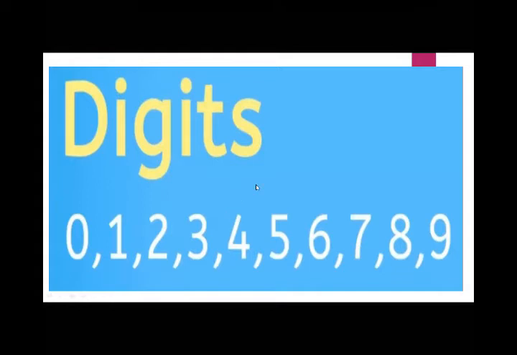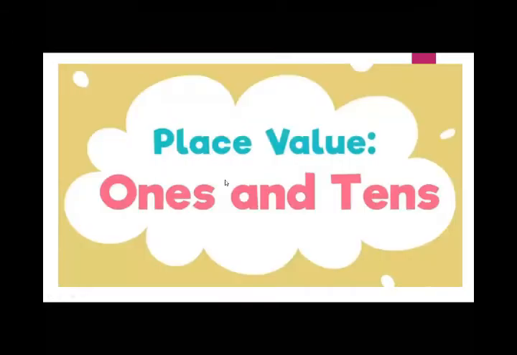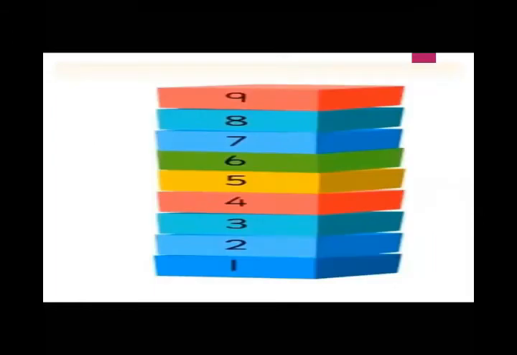In a two-digit number, one digit is placed at the tens place and the other digit is placed in the ones place. So, first we must know about the place value of ones and tens. Which number do we put in the ones place and which in the tens place? Now, let's discuss the place value, ones and tens.